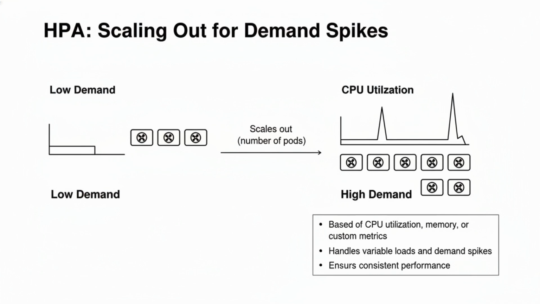HPA primarily addresses demand spikes by scaling out, increasing concurrency and throughput, which is fundamental for maintaining responsiveness under heavy loads. It works by monitoring a metric and comparing it to a target value, then adjusting the replica count accordingly.